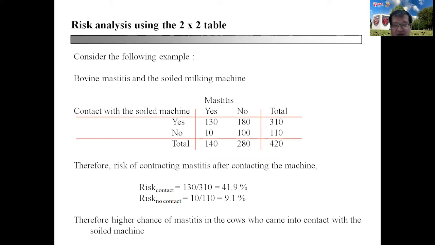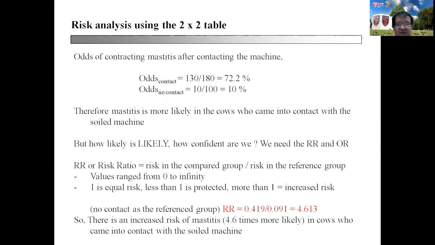So in this case, the risk of contracting mastitis after contacting the machine will be 130 divided by 310, based on the definition, which is 41 or 42%. Whereas the risk of getting mastitis, even though the animal did not come into contact with the machine, will be 10 over 110, in this case 9.1%. So the conclusion is that there is a higher chance of mastitis in the cows who came into contact with the machine.